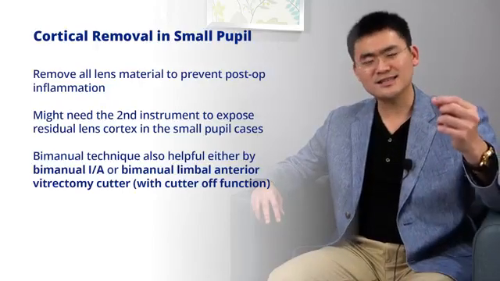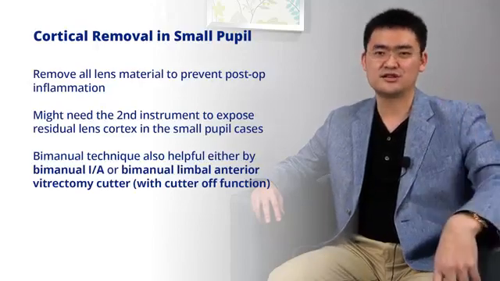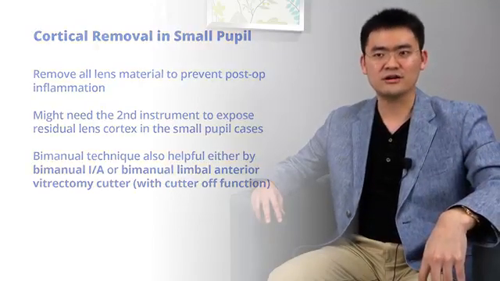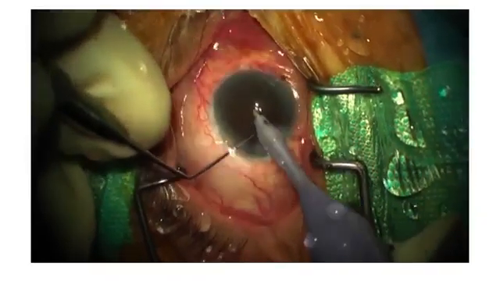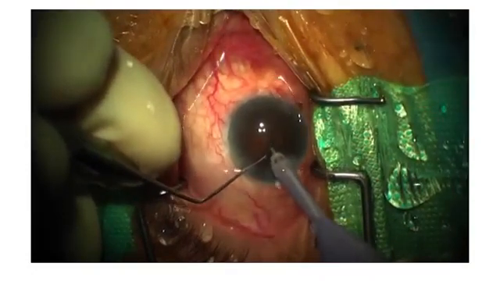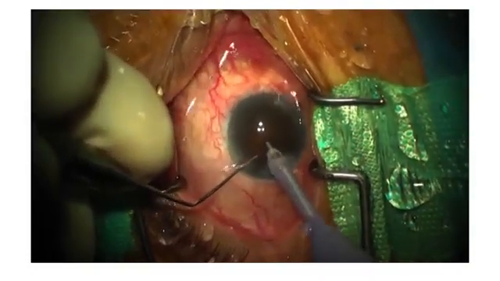Some small cortex in the uveitis eye can cause months or years of inflammation, so it's very important to remove it all. This video shows how to use the second instrument to expose the remaining cortex and remove all the cortex from the subincision area.